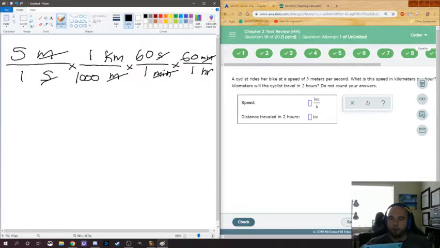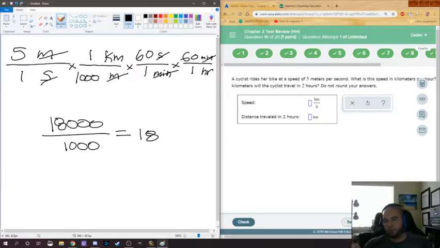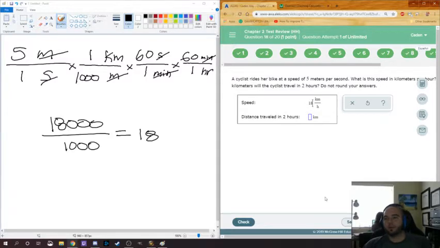So we do 5 times 60, which a calculator will tell you is 18,000. And the bottom is 1,000. And then you divide those and you get 18. Mine was easy, quote-unquote, to do with mental math. Yours might not be so easy. So the speed is 18 kilometers per hour.